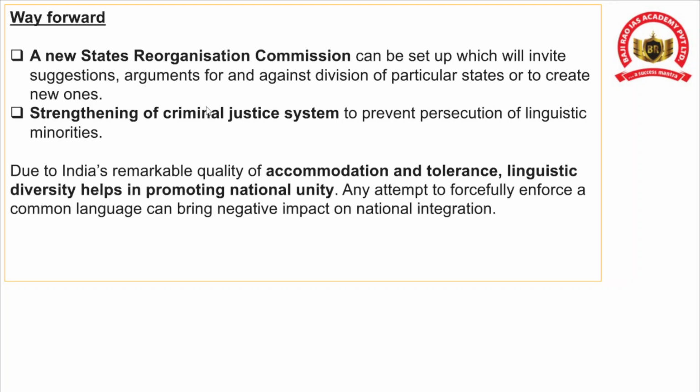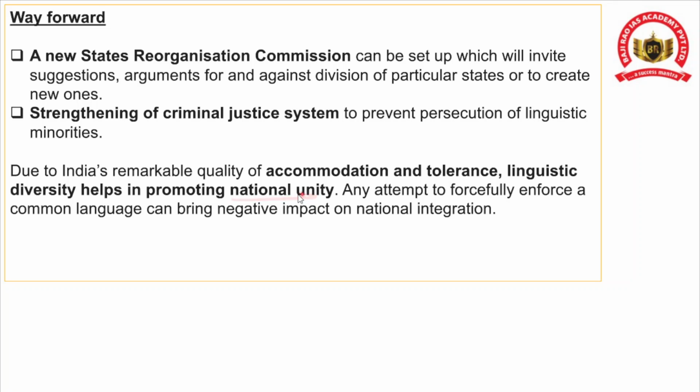And we should also strengthen our criminal justice system. When we strengthen the criminal justice system, we could be able to prevent the persecution of linguistic minorities. Fortunately, there were no instances of linguistic minority persecution in India. So in conclusion, you can write about the quality of Indian values such as accommodation and tolerance. Yes, India followed these values like accommodation and tolerance. So therefore, there's no doubt that linguistic diversity promotes national unity.